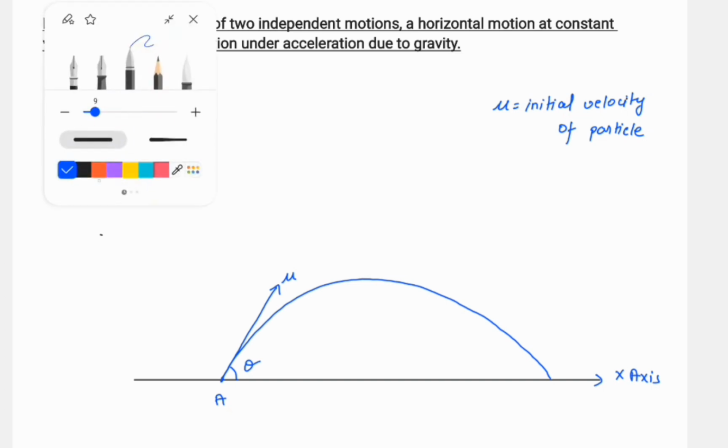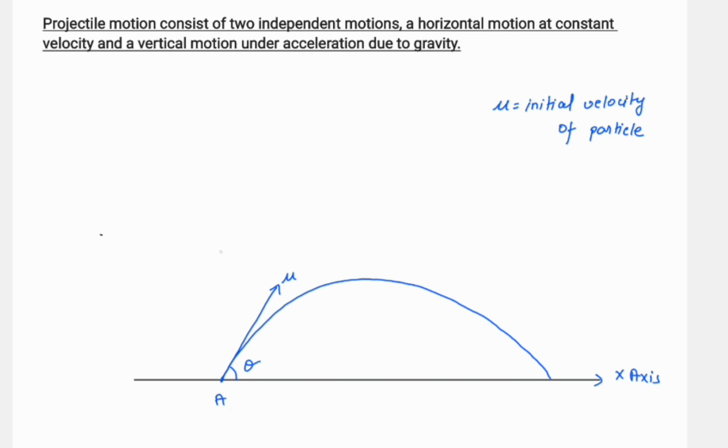Okay. Similarly, consider a y-axis. This is my y-axis of the projectile motion. This is just a simple diagram. I have considered the horizontal plane as the x-axis, and I have drawn a y-axis.